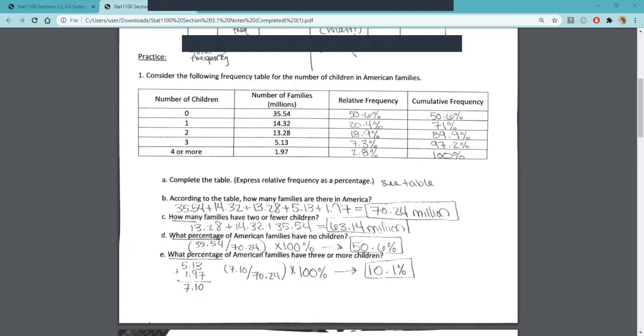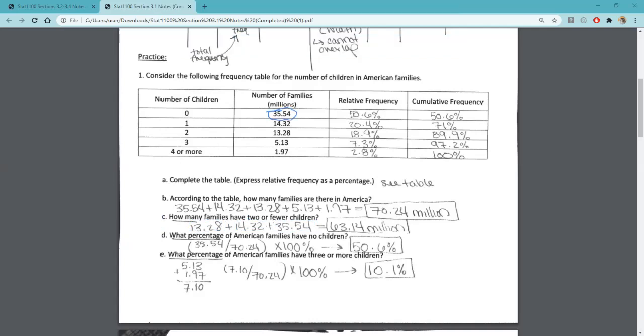Here it says for D, what percentage of American families have no children? So notice we could work it out again, right? We could take this number of families divided by the total number of families and multiply by 100, or we can just take that relative frequency for that row.